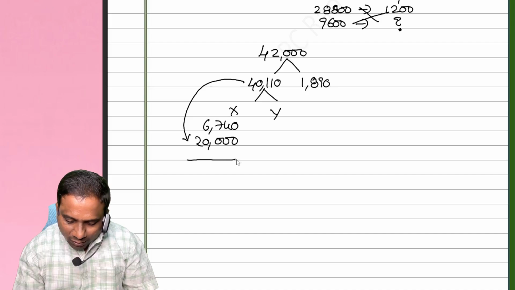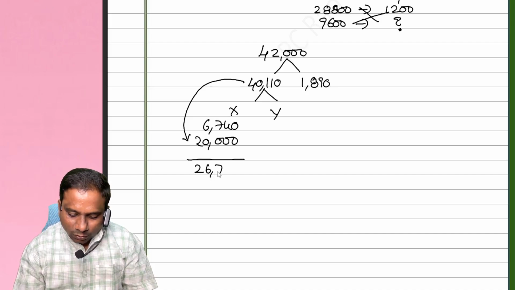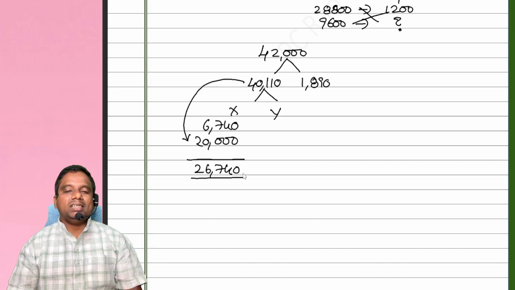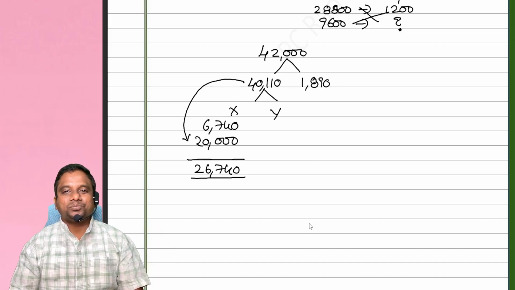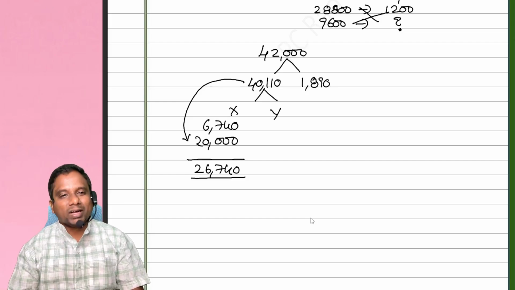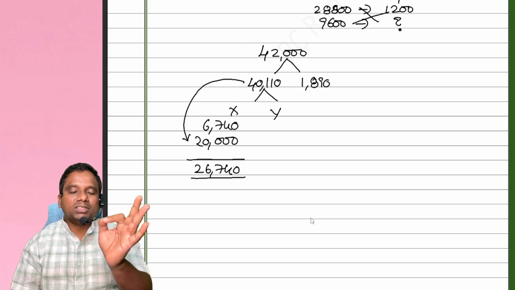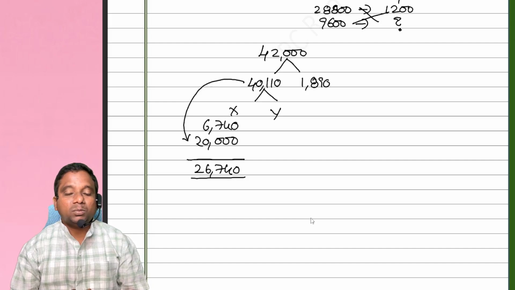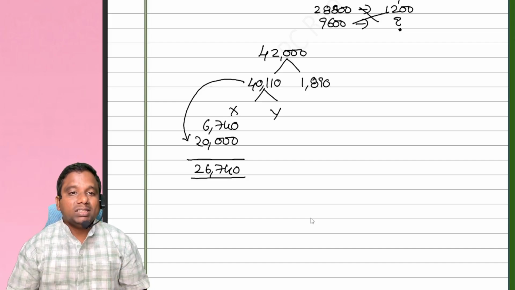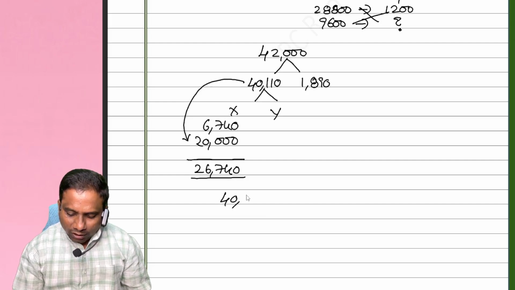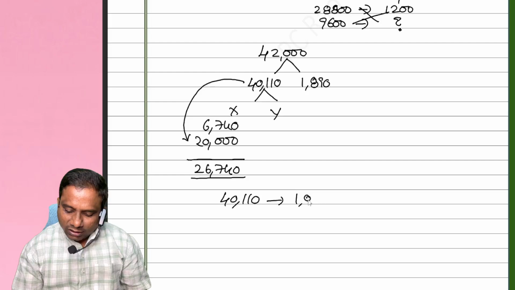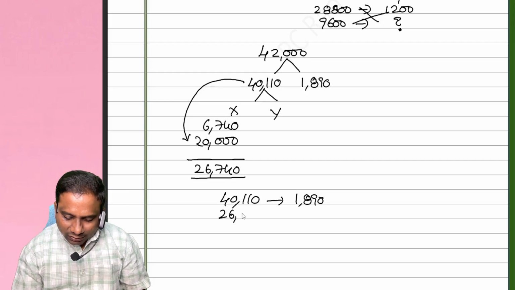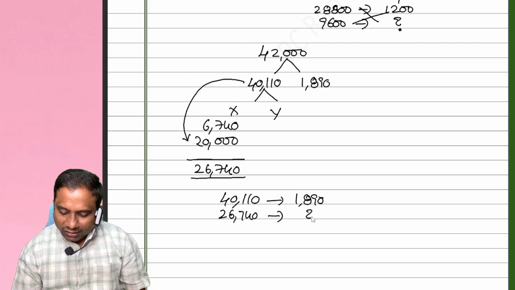So what is the total amount utilized by X? 26,740. 26,740 is utilized by X, and the remaining amount is utilized by Y. Here, if you can calculate how much amount is utilized by X, that is enough. You need not separately calculate how much amount is utilized by Y. Now, how is the discount shared? Look, for 40,110 rupees, what is the discount amount? 1,890. Then for 26,740, what is the discount amount?